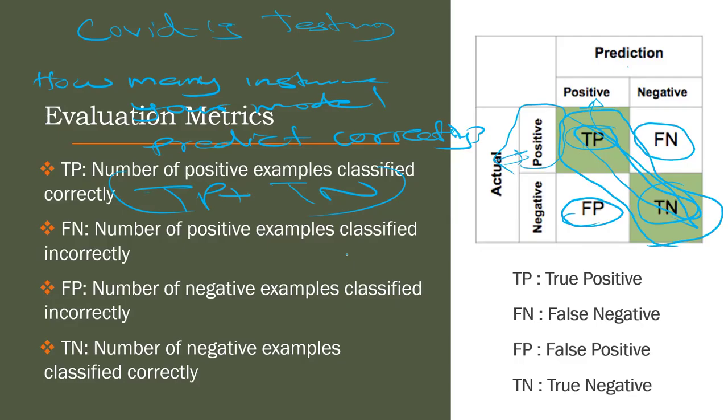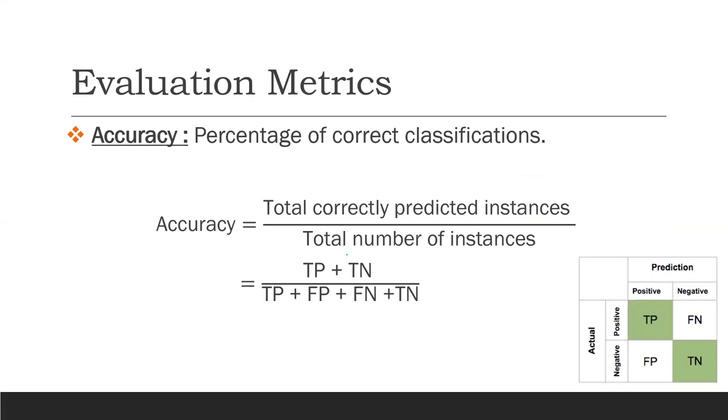Now we will look at what accuracy is. Read the definition. Accuracy means the percentage of correct classification. So based on the definition, we can get an equation for accuracy. Among the total number of instances, how many are correctly predicted instances? Correctly predicted means they have the same label and your algorithm also predicted the same label.